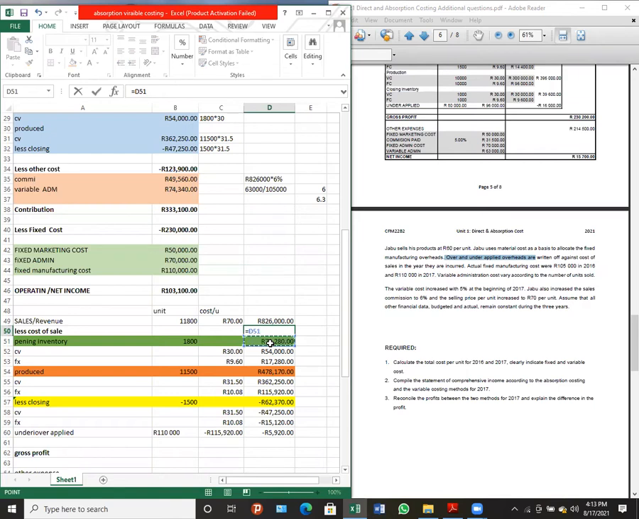Yeah, before you continue, I want to ask with regards to the applied manufacturing overheads, the applied fixed manufacturing overhead, is it always the case that we have to take the fixed cost under produced units?